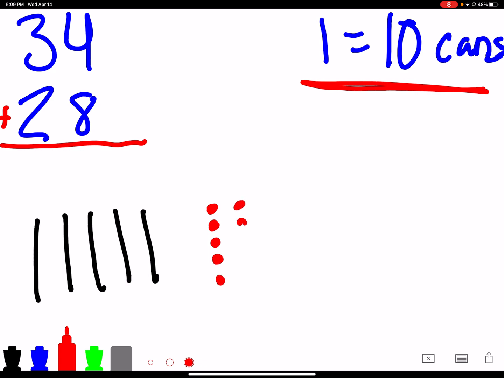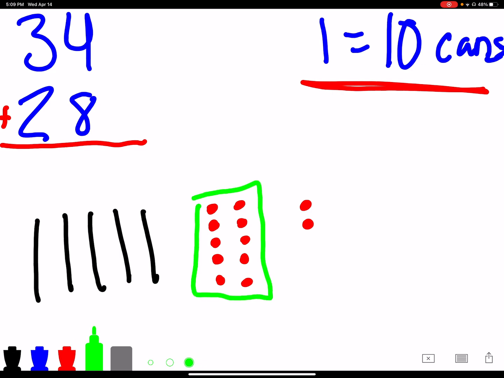1, 2, 3, 4, 5, 6, 7, 8. And notice how we made a 10 because 4 plus 8 is 12. So we did make a 10. So let's count how many 10s we have. We have 10, 20, 30, 40, 50, 60. So we have 6. And then we have 2 left over.